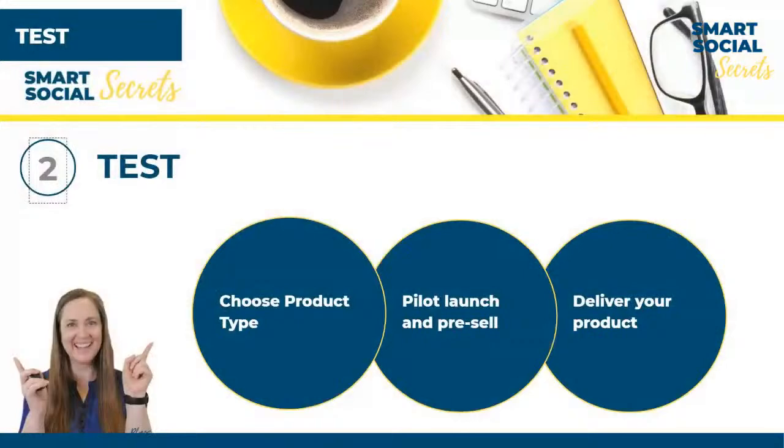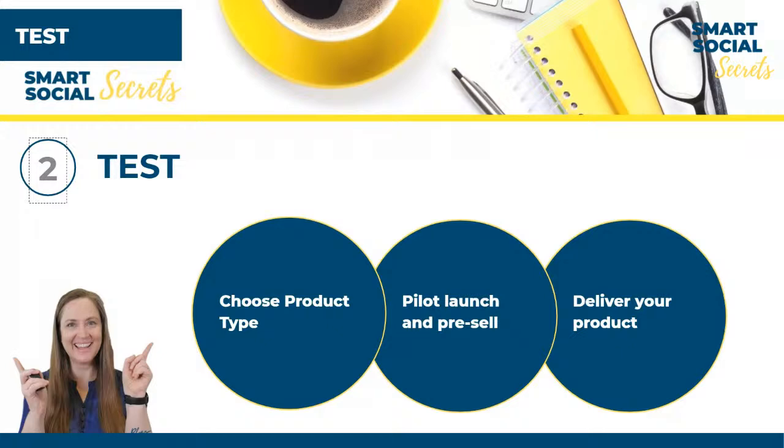So, you've now prepared the way, you know who you're serving, you know what you're going to do, you have a process that you're going to share with them, and now you want to test. And so this is testing. You want to choose a product type. Maybe it's in one of those areas of your framework that you came up with. You want to pilot, launch, and pre-sell it, and then you want to deliver your product. So I'm going to run through each one of these quickly to kind of give you an idea of how you'll take this. So you've prepared, and now you're going to test.